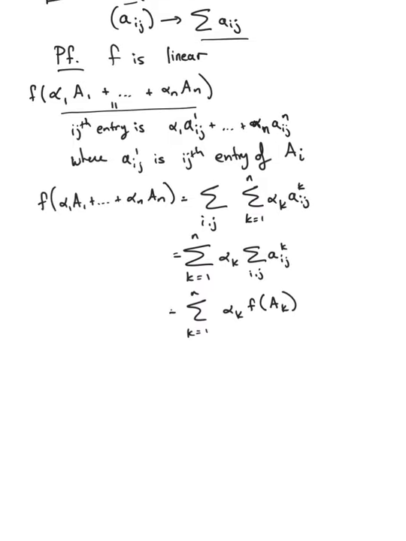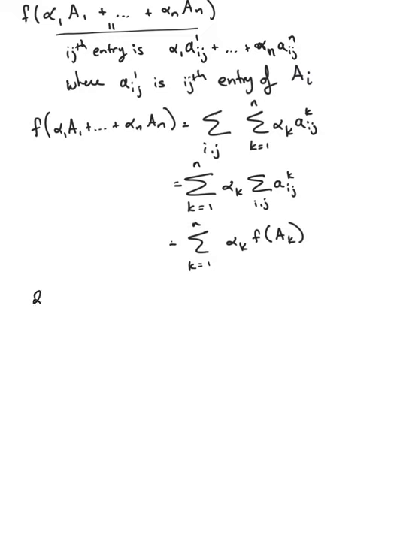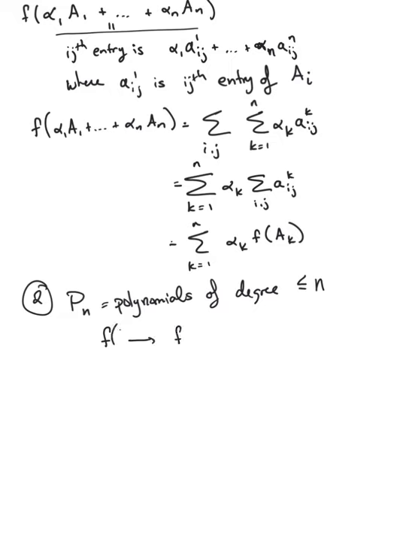For the second one, we had Pn is polynomials of degree less than n. And then we had the map, which sends f of t to the derivative of f plus 2. So this is not linear.